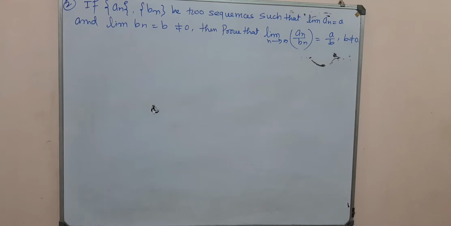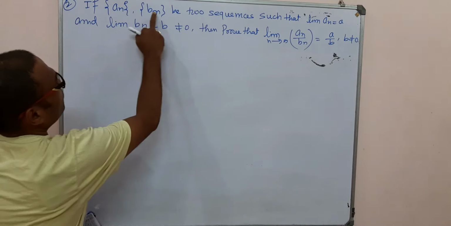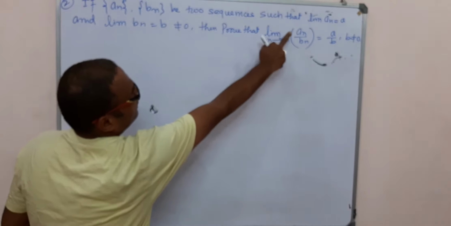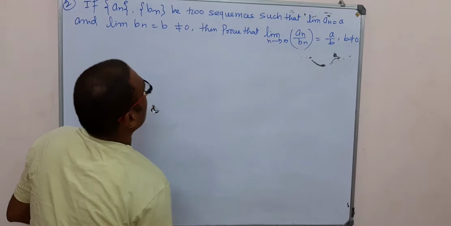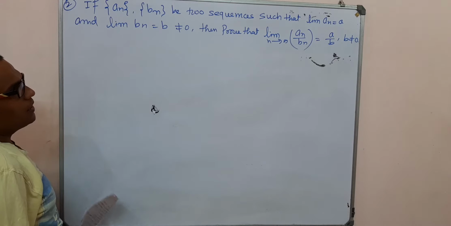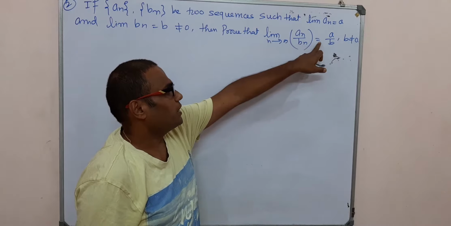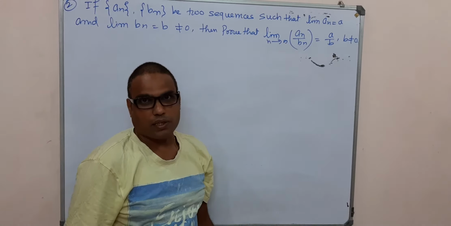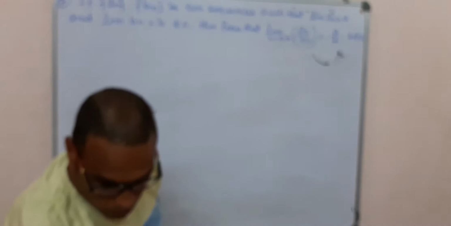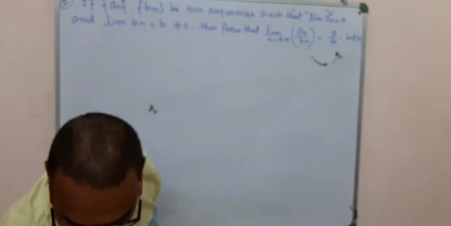Now we discuss the second theorem. If we have two sequences a_n and b_n such that the limit of a_n is equal to a and the limit of b_n is equal to b, which is not equal to 0, then prove that the limit of a_n divided by b_n, that is the quotient, is equal to a upon b, where b is not equal to 0 here. Now, to prove this result, we need the following lemma.